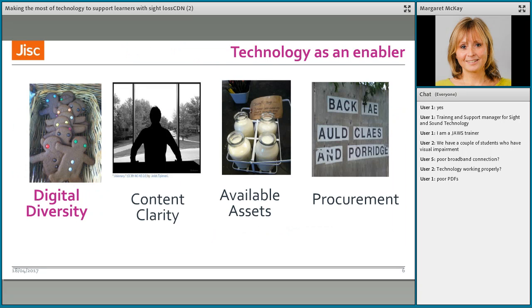But in the meantime, let's think about the technology as an enabler. And let's think about the technology that learners use, both dedicated assistive technology, but also everyday tools that we all use, really provide us with clear digital diversity. And different media offer different benefits to learners. And I think one of the core factors for institutions as they develop their digital diversity is to consider how they're doing so in ways that don't create unnecessary challenges or disadvantage students with barriers to learning.